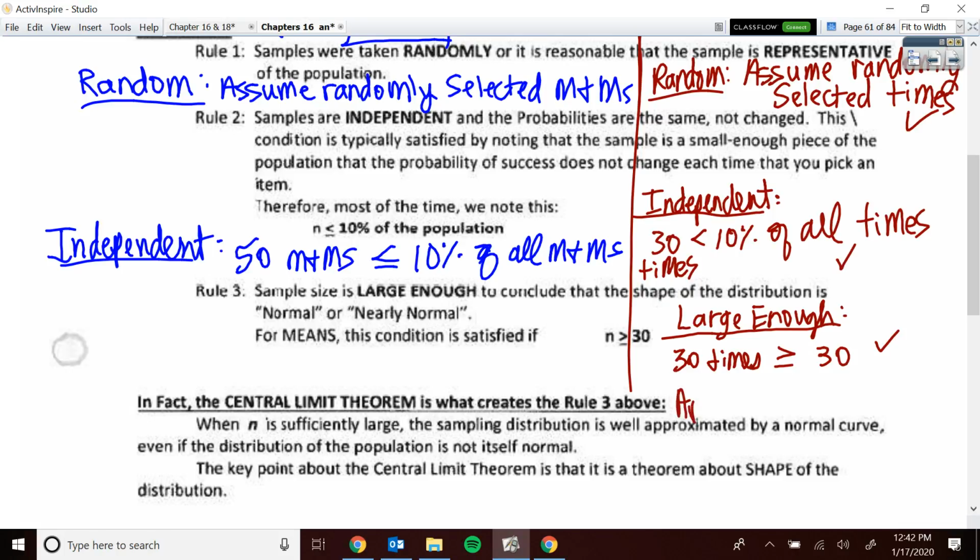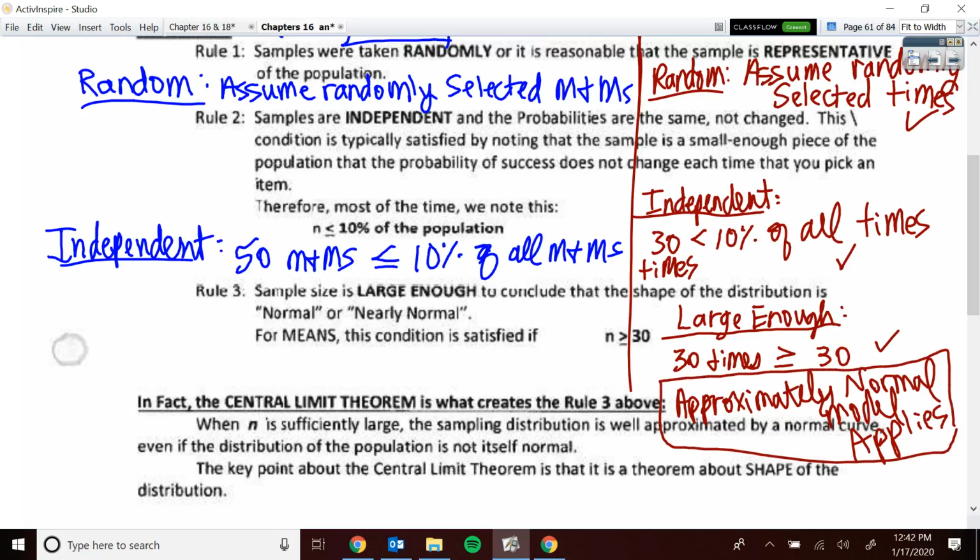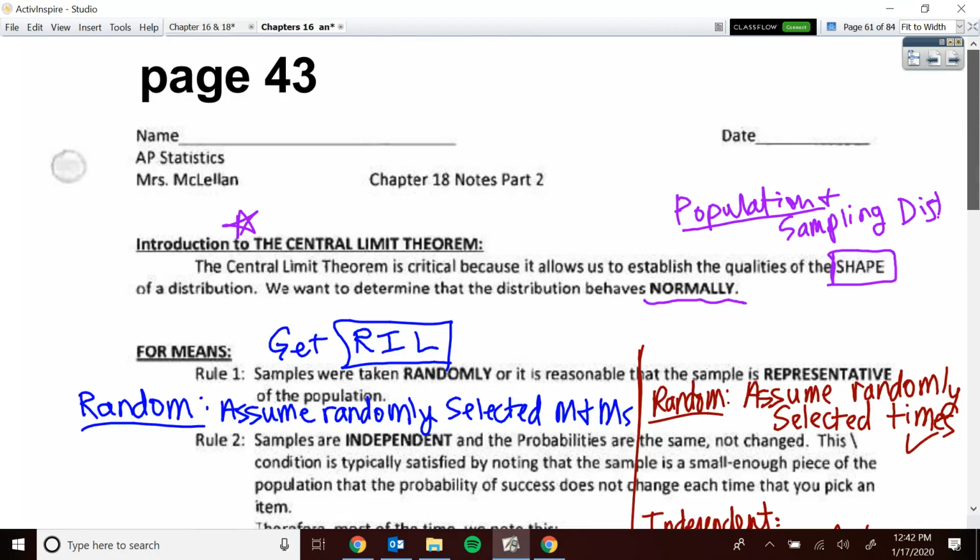Okay, so we aren't finished with this. We have to say approximately normal model applies. So that's like your conclusion. You're wrapping it up and saying, yeah, it's approximately normal sampling distribution. I am good to go, and I'm good to compute all the normal model math you want me to. Okay, so that is the important criteria that the central limit theorem says. If you meet these, then normal model math is a go, and we are good to go.